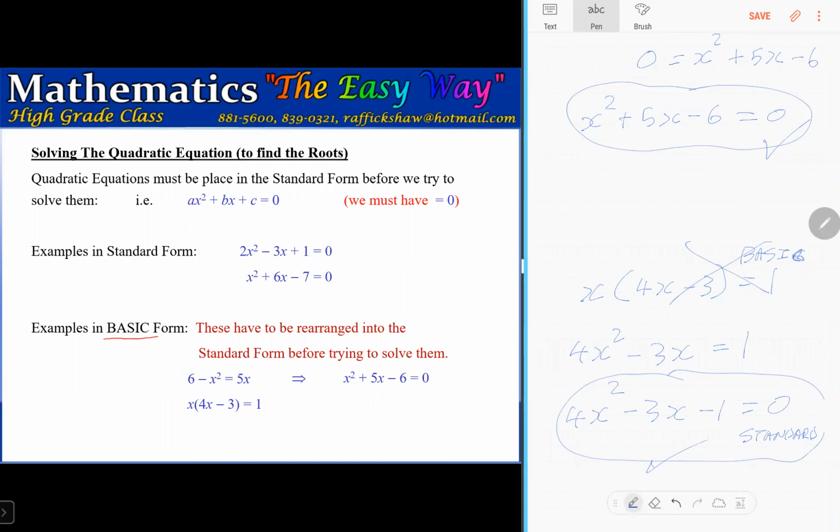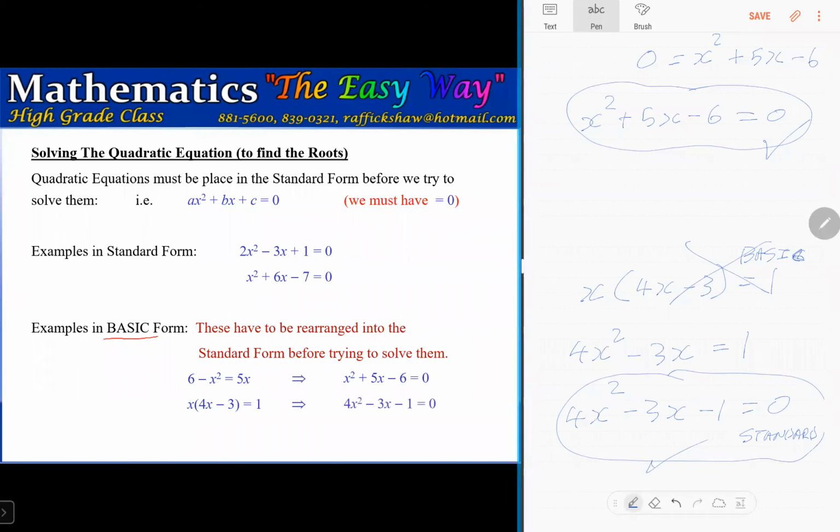Because when it is in the standard form, you know what the A is, you know what the B is, and you know what the C is. So you must make sure it is equal to 0 before you try to solve. We're not even looking at how you solve it yet. We're just saying to you, make sure that it is standard before you try to solve. All right, so this is how I get that one.